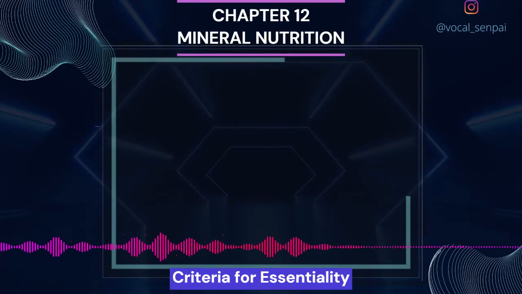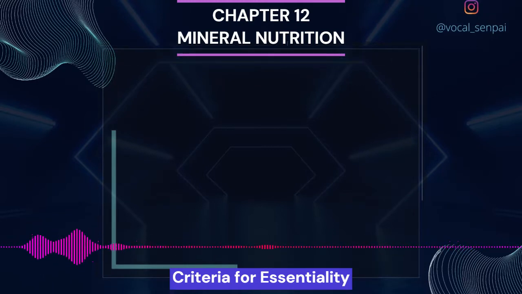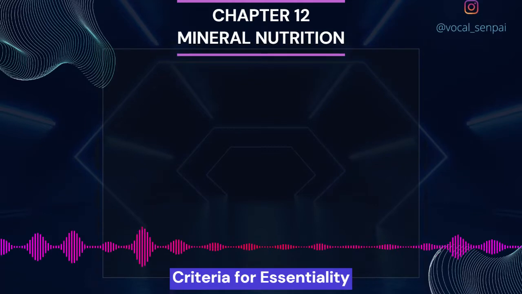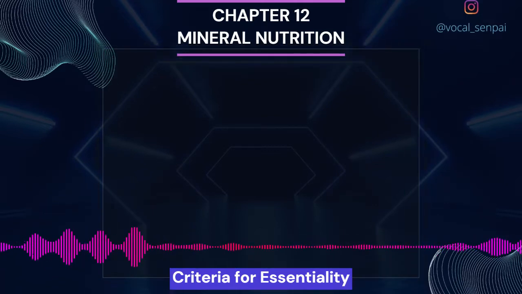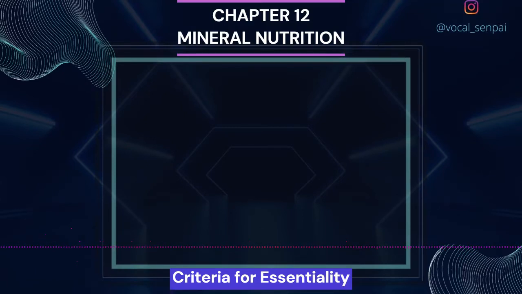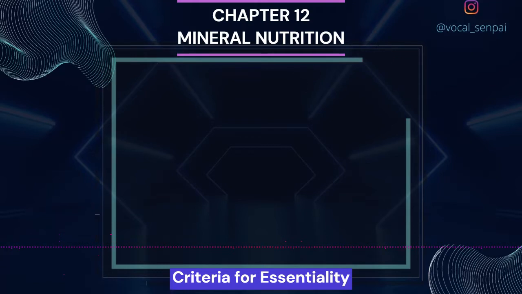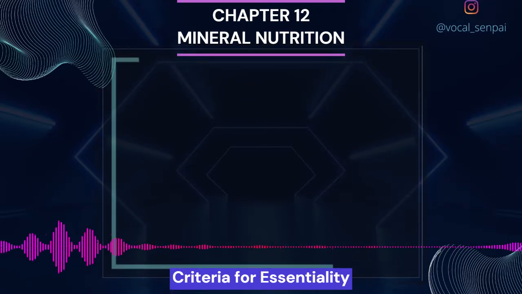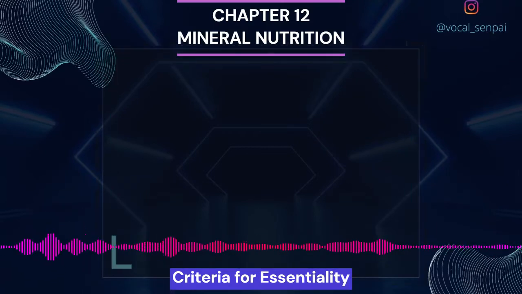Based upon the above criteria, only a few elements have been found to be absolutely essential for plant growth and metabolism. These elements are further divided into two broad categories based on their quantitative requirements. 1. Macronutrients and 2. Micronutrients. Macronutrients are generally present in plant tissues in large amounts, in excess of 10 mmole per kg of dry matter.